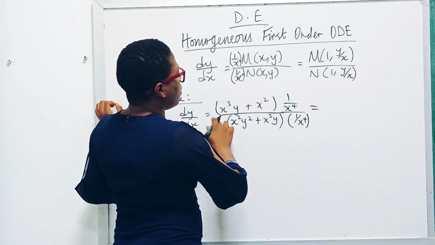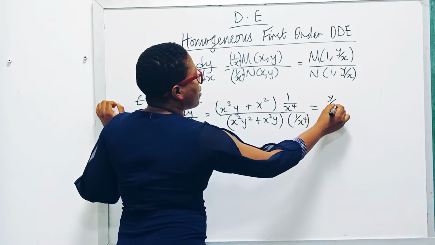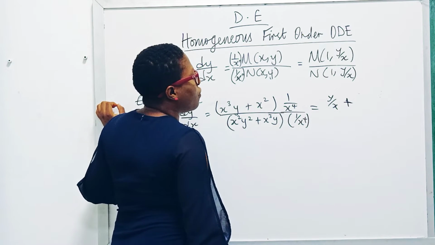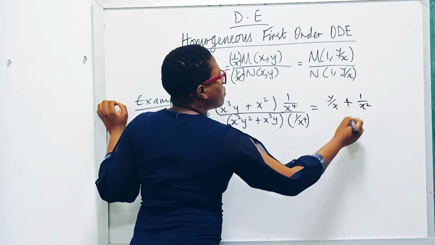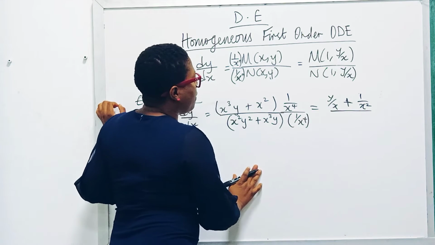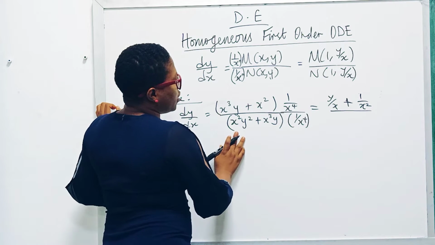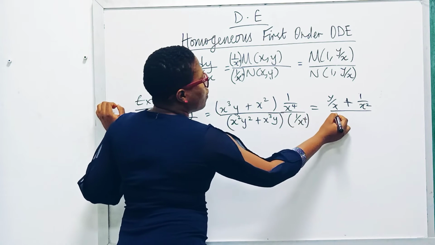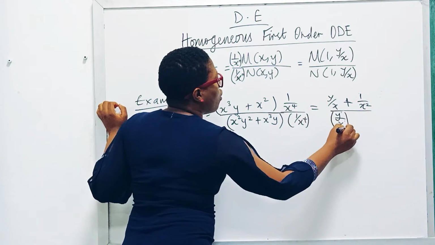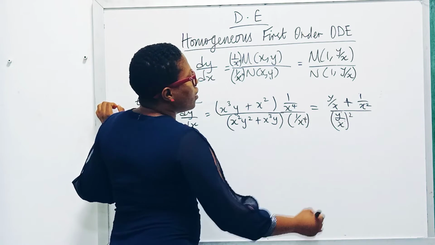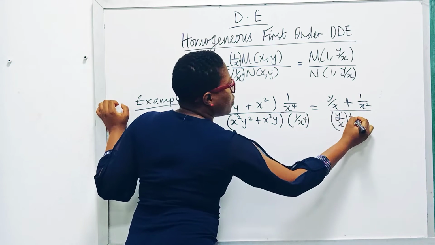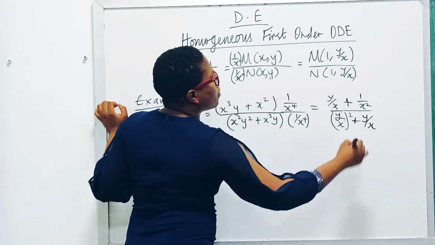This will give me y over x plus x raised to power 2 over x raised to power 4. That's 1 over x squared. And then this is divided by, I'm multiplying through by 1 over x raised to power 4, so this is just y squared over x squared. So I can just say y over x all squared. And then this time is just plus y over x.